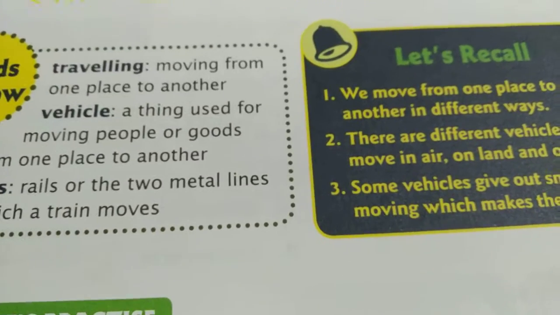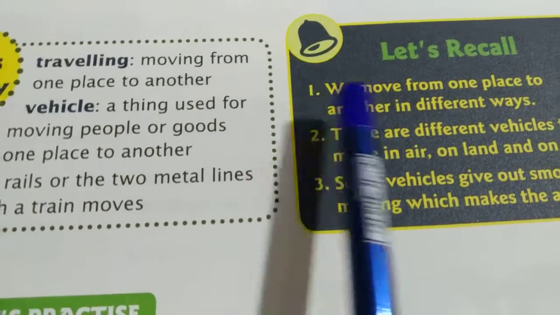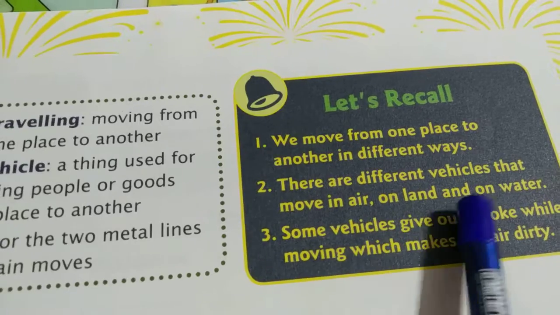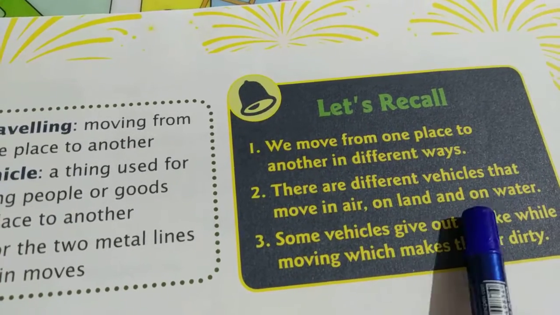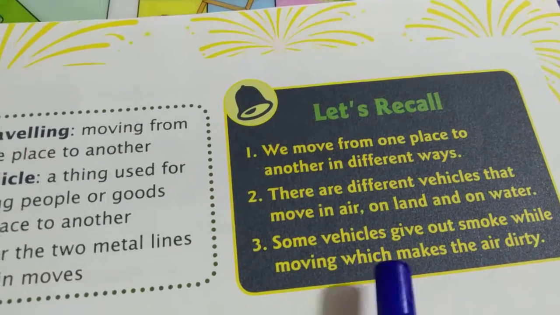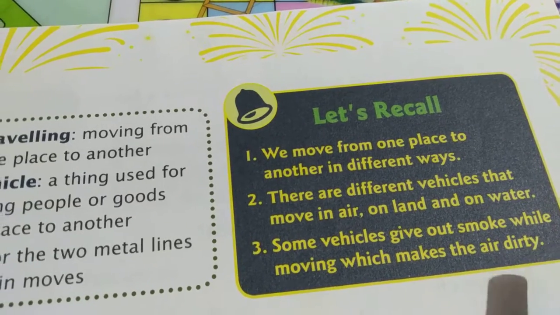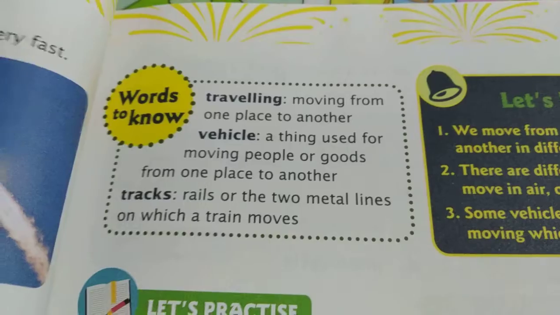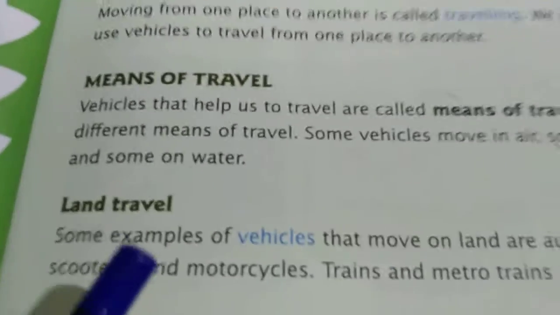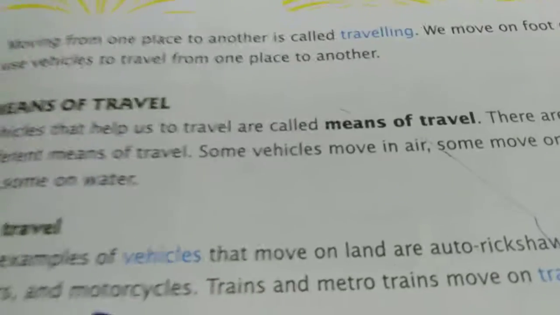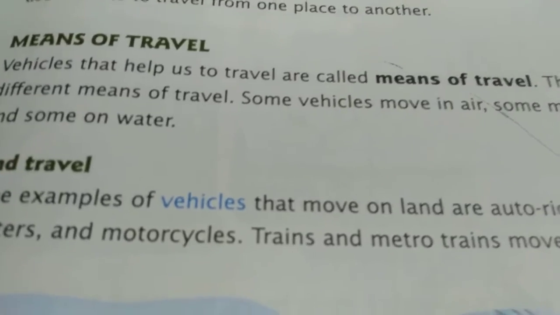Now, let's recall. We move from one place to another in different ways. There are different vehicles that move in air, on land and on water. Some vehicles give out smoke while moving, which makes the air dirty. So, dear students, let us recall again. The different vehicles run on different types of paths. Some use land, some use air, and some use water.